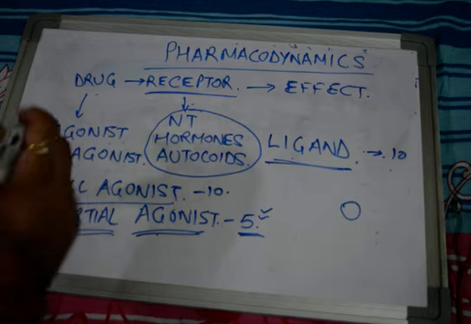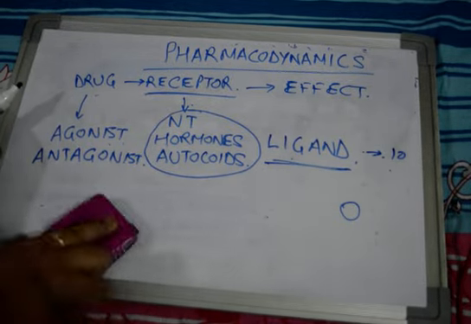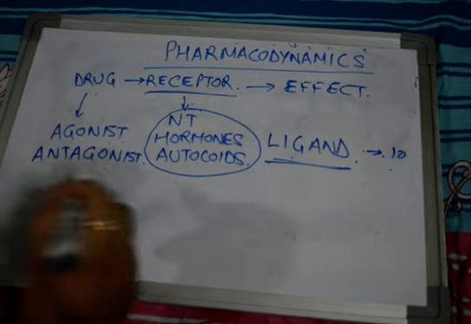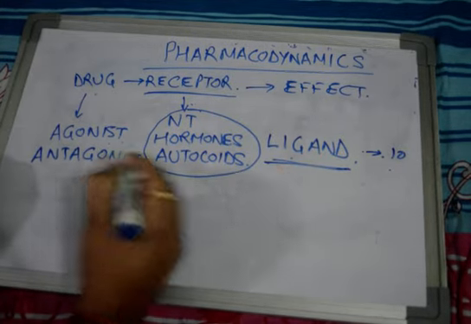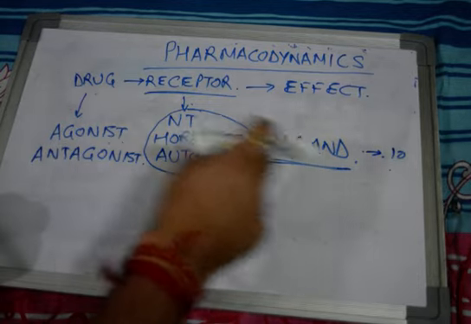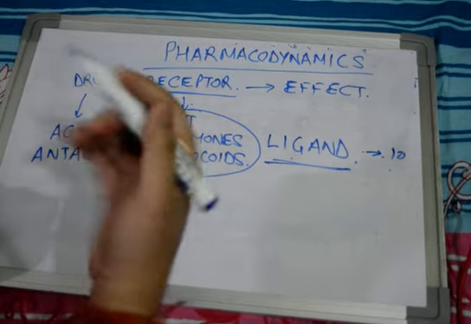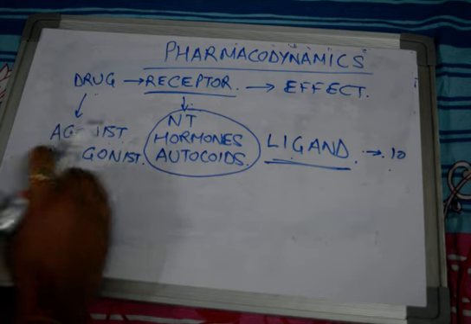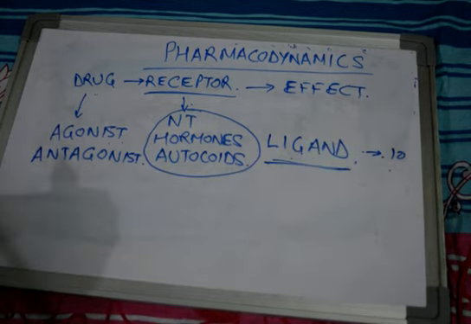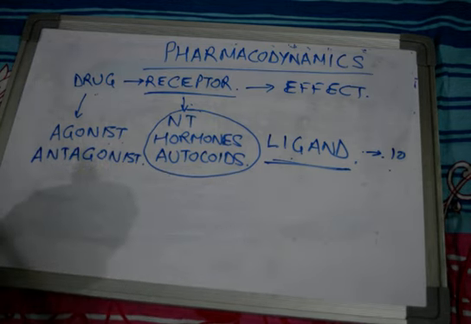Okay, then coming to the third term, that is what we call an antagonist. Antagonist is a substance which blocks the action of the ligand. Okay, the agonist was mimicking the action of the ligand. Antagonist blocks the action of the ligand, meaning whenever the antagonist is present, the ligand will not be able to show its effect. Okay, so this is about the antagonist.